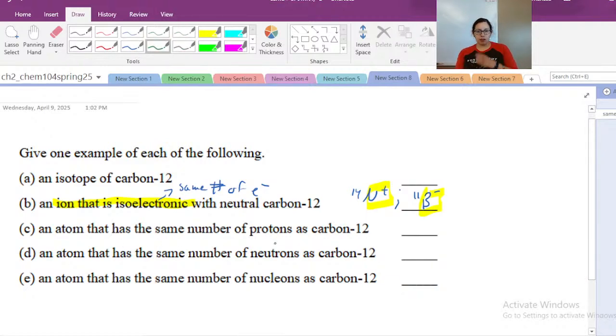And then protons, neutrons, that should be fairly straightforward. The term nucleons means the total number of what's in the nucleus, so neutrons plus protons. That means whatever our answer is has to have basically 12. So what are some answers for E?